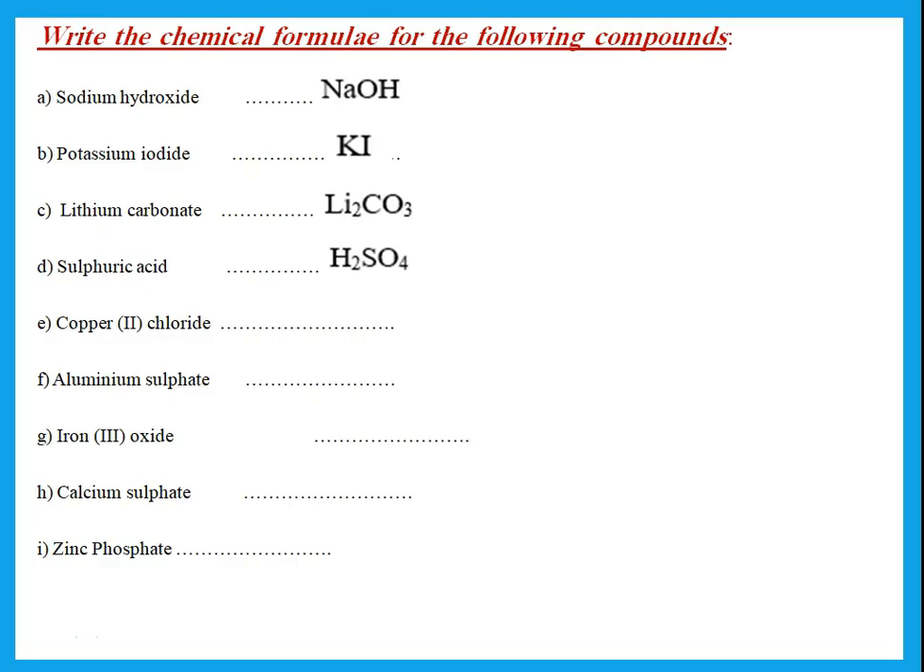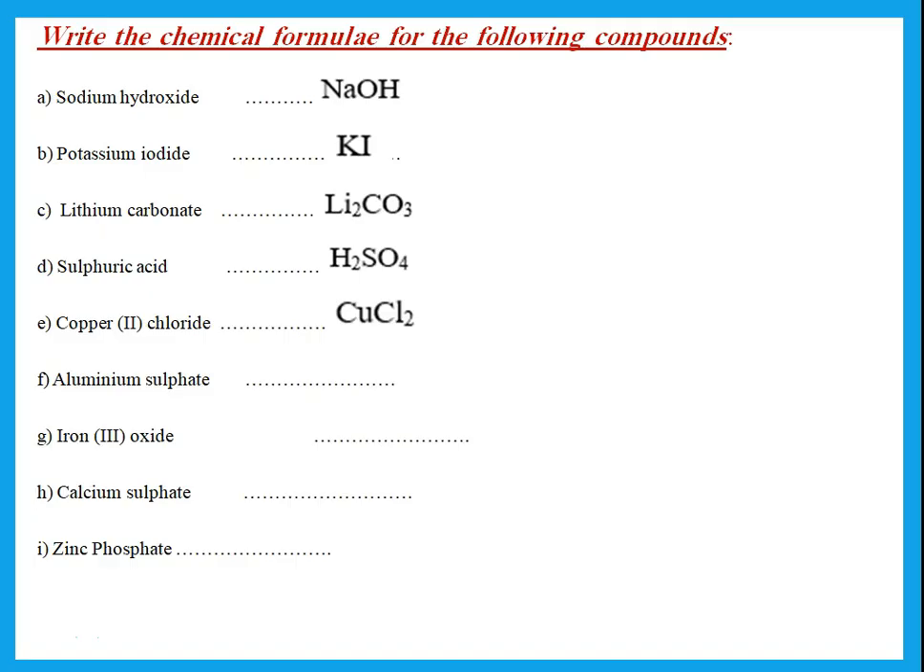Copper 2 chloride. So you write the symbols of each one and the valency of one under the other. If I say copper 2, that means that the valency of copper is 2, and the valency of copper goes under the other one, not under itself. So you don't write Cu2.